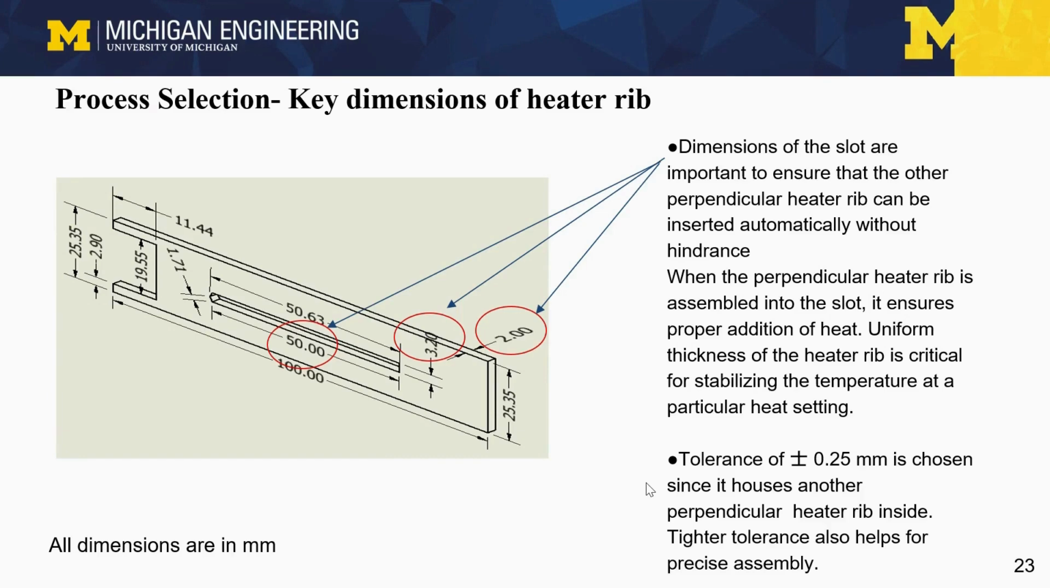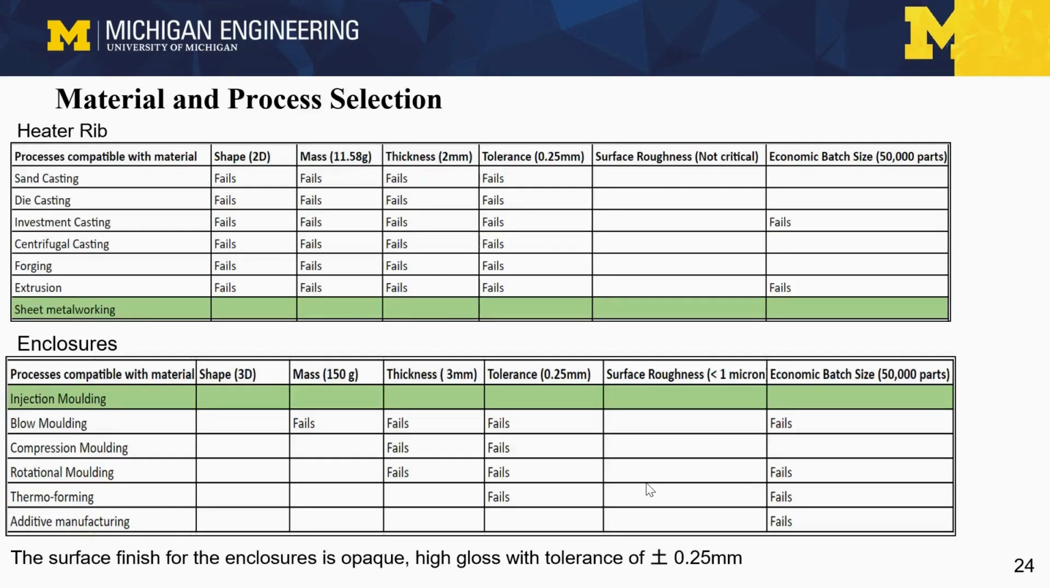a particular heat setting. For the heater rib, considering the mass as 11 grams, thickness as 2 mm, and tolerance as 0.25 mm at an economic batch size of 50,000 parts, sheet metal working is the best manufacturing process. For the enclosure, considering the mass as 150 grams, thickness as 3 mm, and a tight tolerance of plus or minus 0.25 mm with a surface finish that is opaque and high gloss, injection molding is the best manufacturing process for an economic batch size of 50,000 parts.